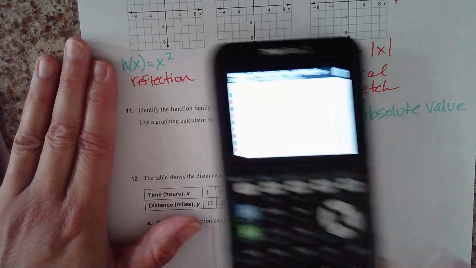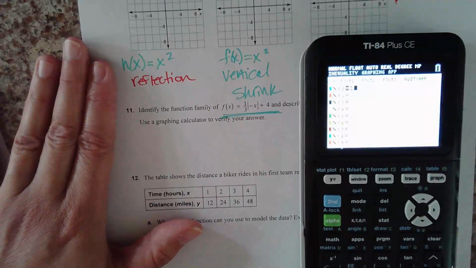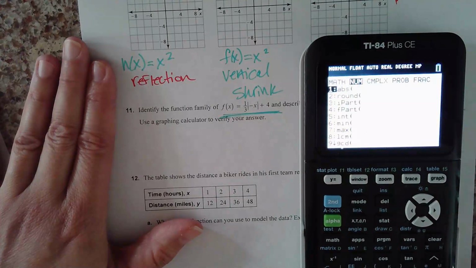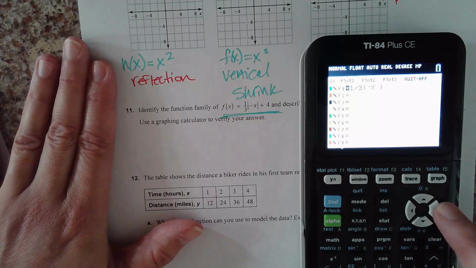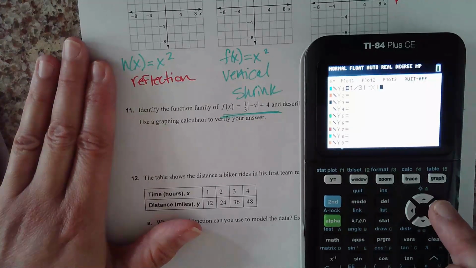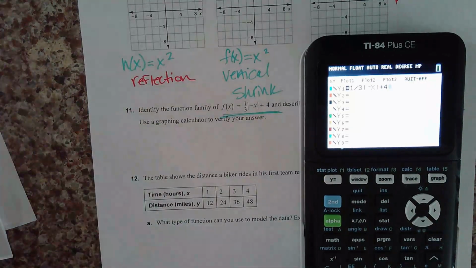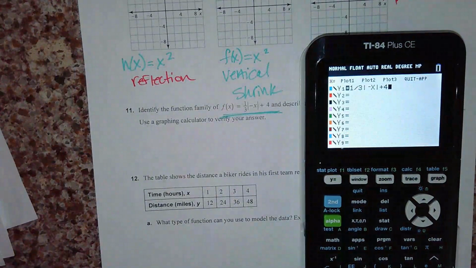And I'm going to type in this equation. So I'm going to start with 1/3. And then I'm going to go back to math and numbers so I can get that absolute value symbol. And I'm going to type in negative x. Again, use the negative sign, not the minus sign. I'm going to arrow over, and I'm going to put +4. So that's what my equation looks like if I'm going to type it into my graph.